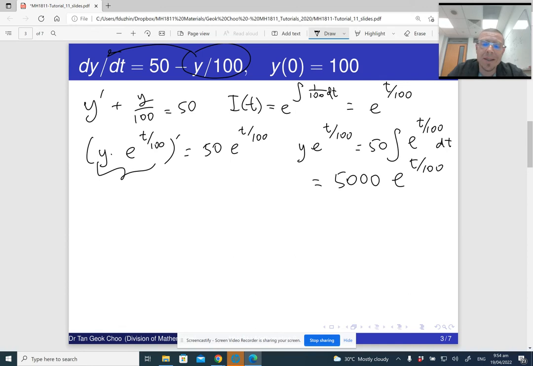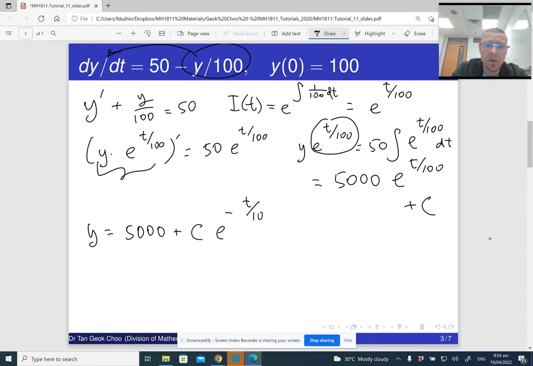If you differentiate that, you multiply by 1 over 100, and then you will get 50, which is correct. Plus a constant, of course. So y itself is going to be, now we've got to divide by the integrating factor, 5,000 plus c times e to the minus t over 100. So that's the general solution.